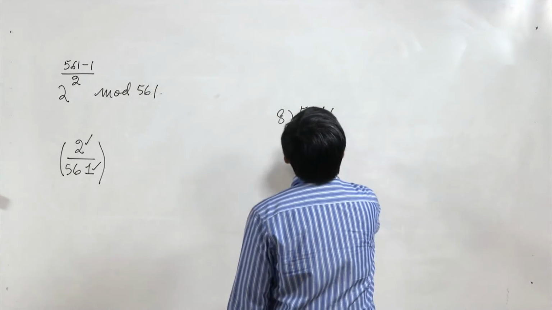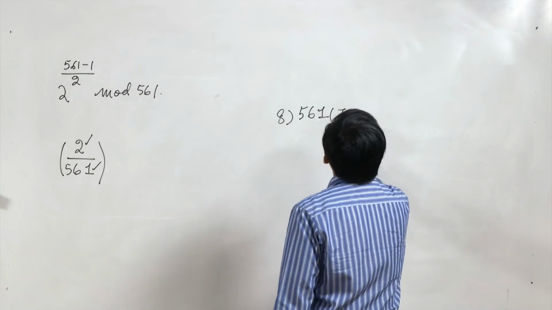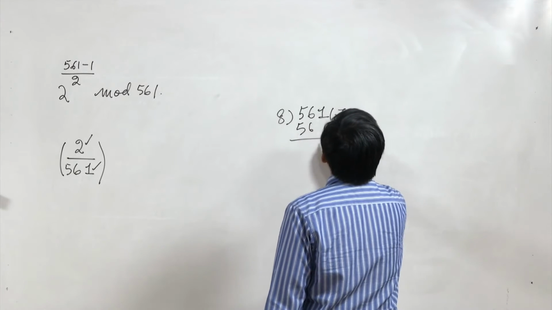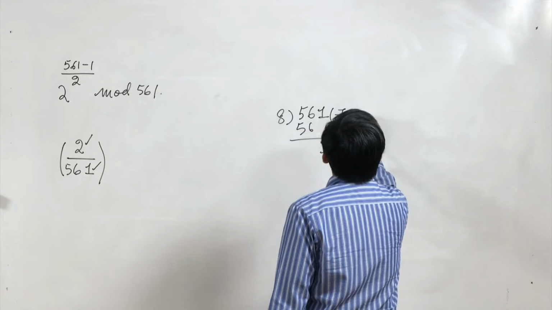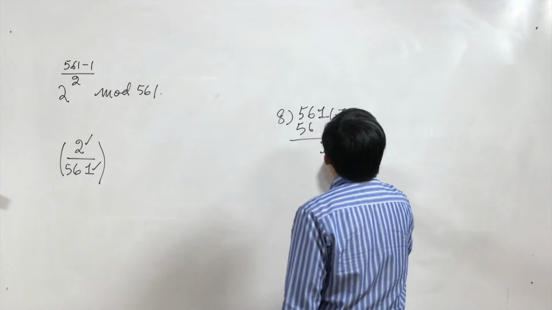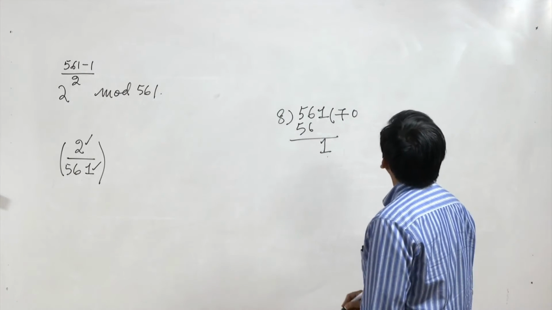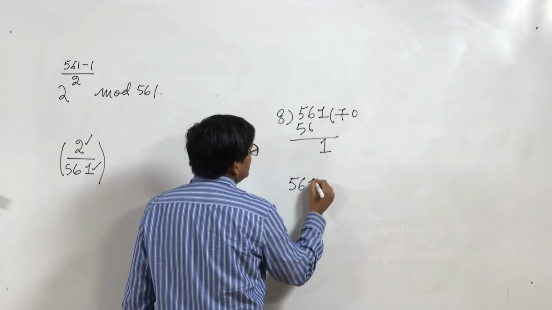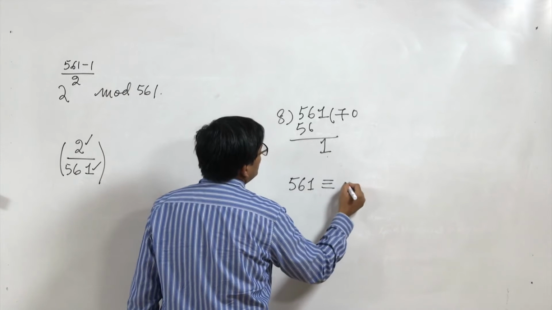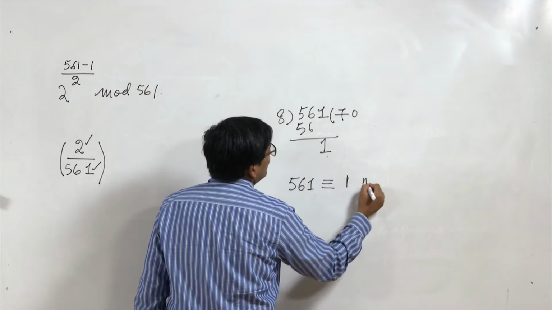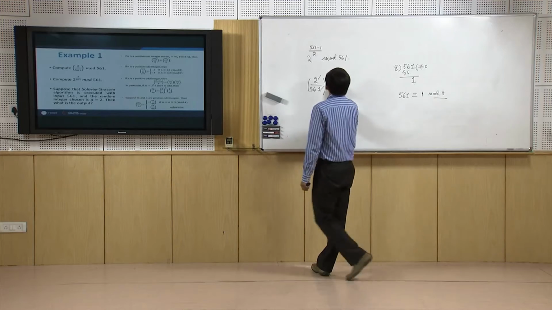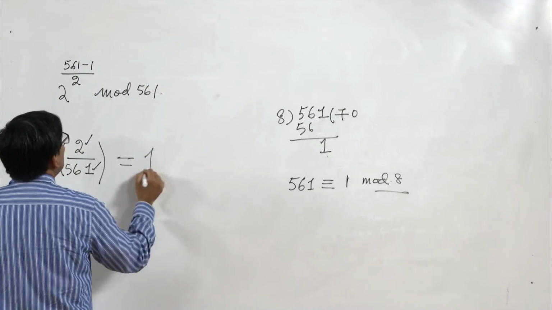If we divide 561 by 8, then we see that the remainder is 1. Therefore, 561 is congruent to plus 1 mod 8, and therefore, this value is 1.